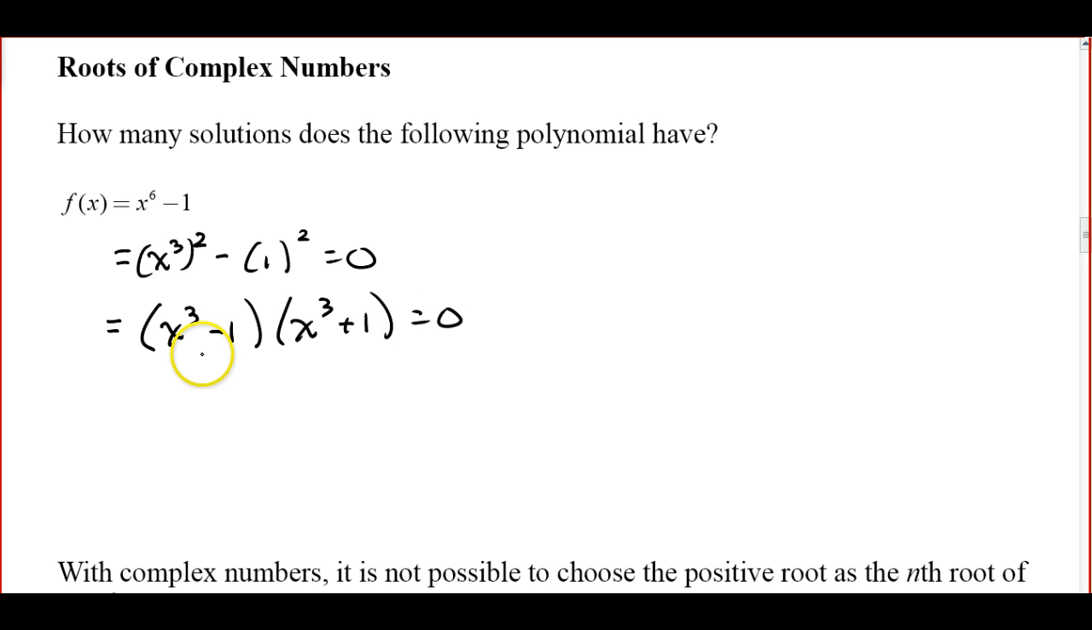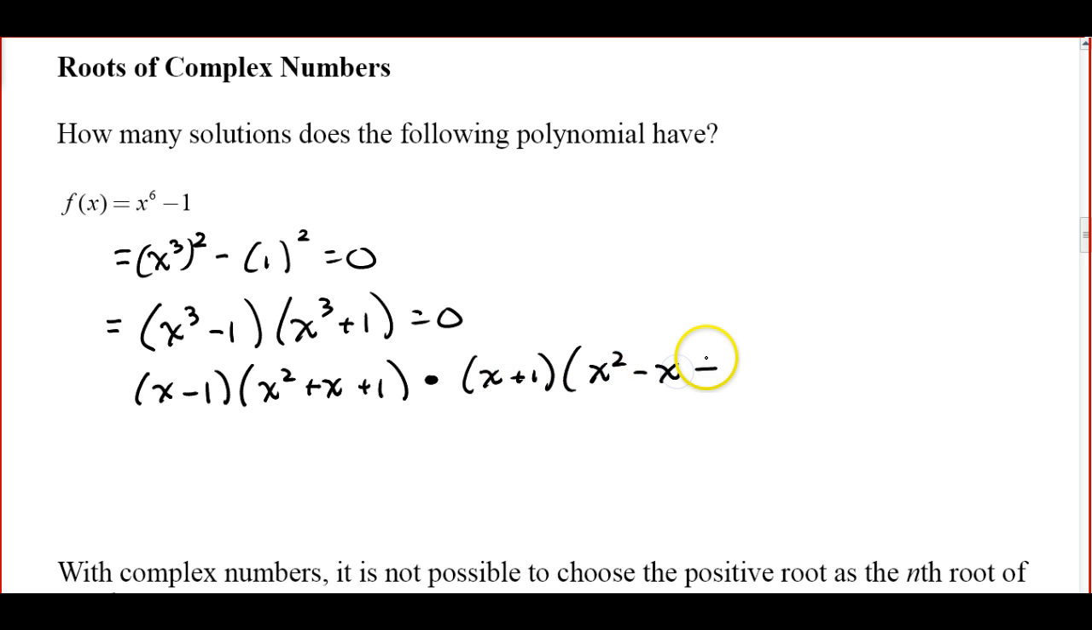And now I've got a difference of two cubes and a sum of two cubes. If you remember from algebra, this first one is going to factor to x minus 1 times x squared plus x plus 1, and then we have times, and the sum of two cubes factors to x plus 1 times x squared minus x plus 1 is equal to 0.